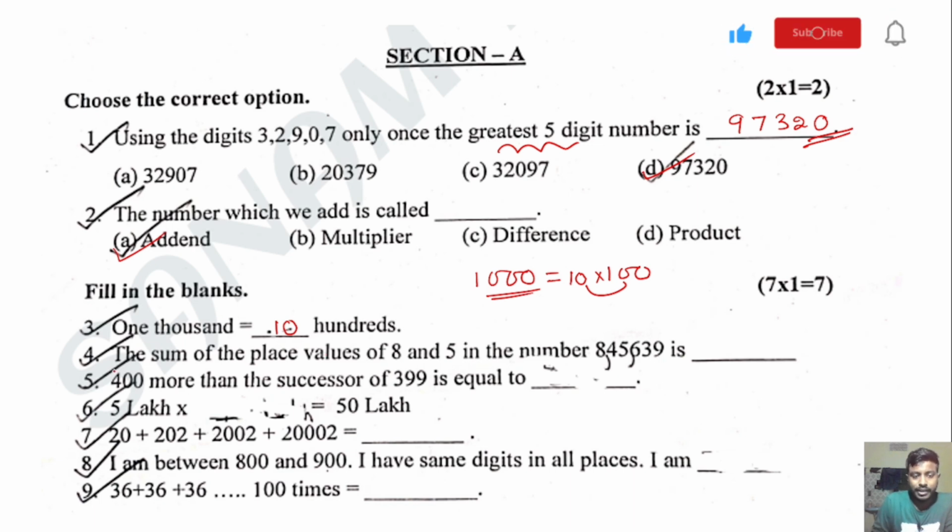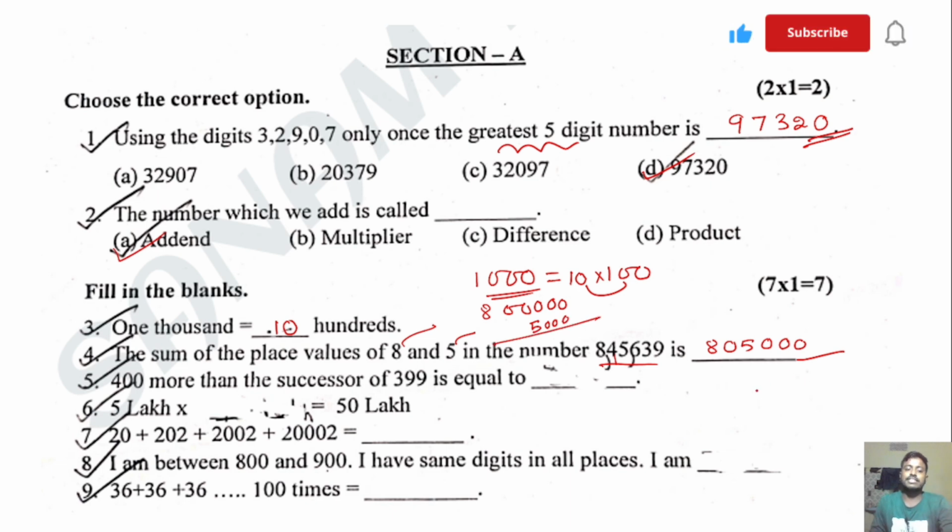Okay, now next question, question number 4, the sum of the place values of 8 and 5 is the number this. First we write 8 and 5, then for 4 we write 0, then 0 0 0. This is the correct answer. Or you can write the place value of 8, that is 8 lakh, and 5 is 5000. Now add.